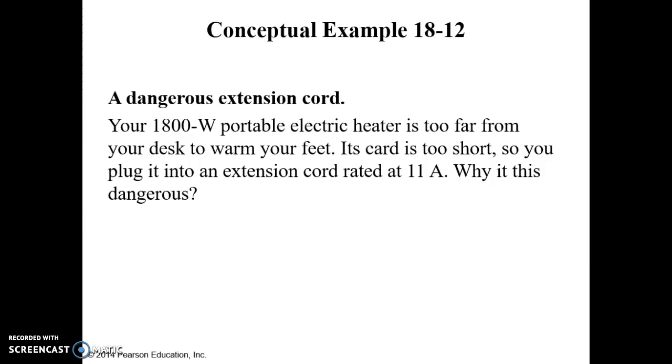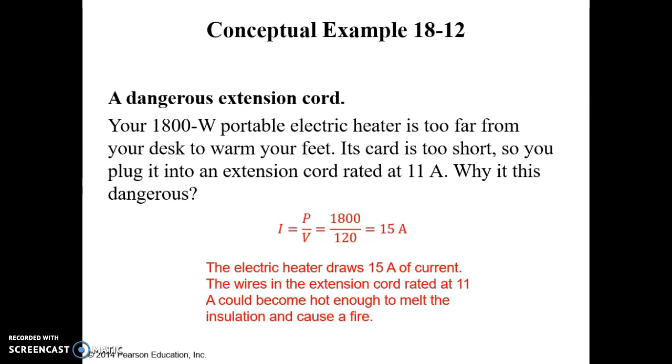Next example. Let's say your 1800 watt portable electric heater is too far away from your desk to warm your feet, and the cord is too short, so you plug it into an extension cord rated at 11 amps. Why is this dangerous? Well, according to the power equation, the electric heater draws 15 amps of current. The wires in the extension cord are rated at 11 amps and could become hot enough to melt the insulation and cause a fire.